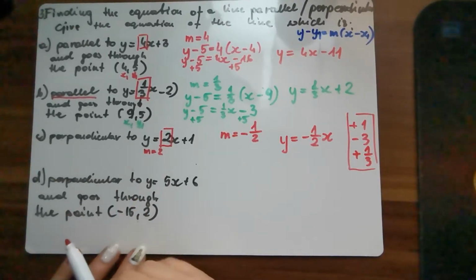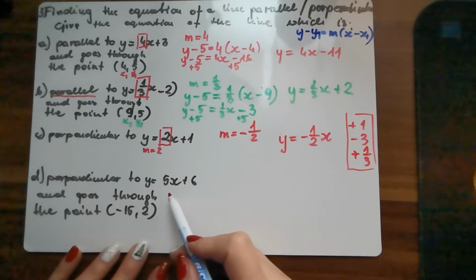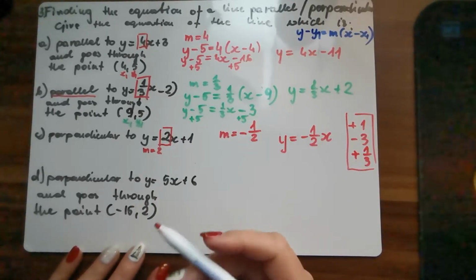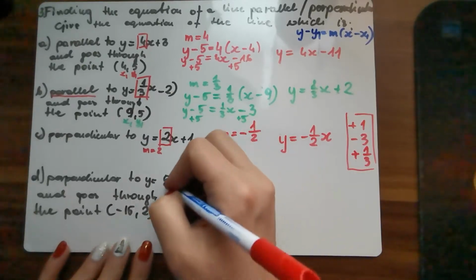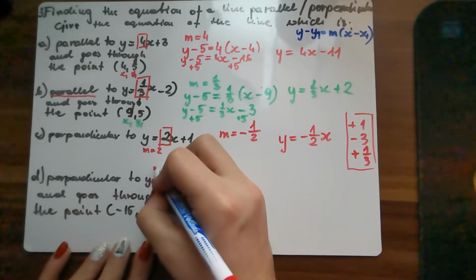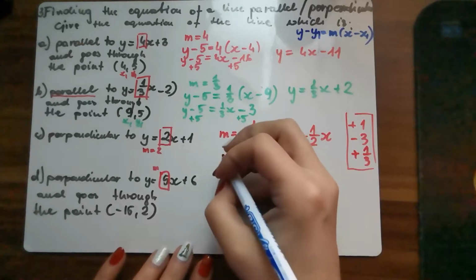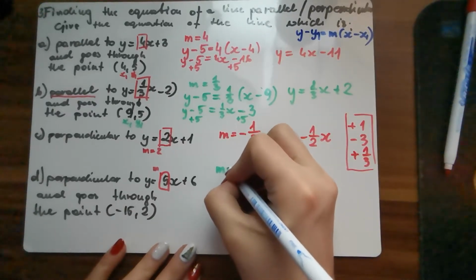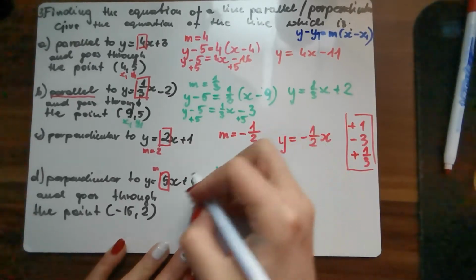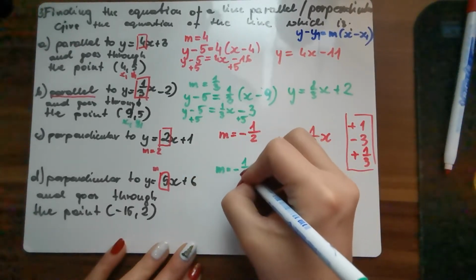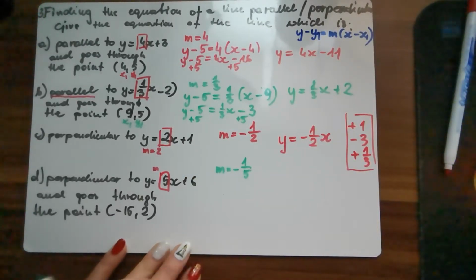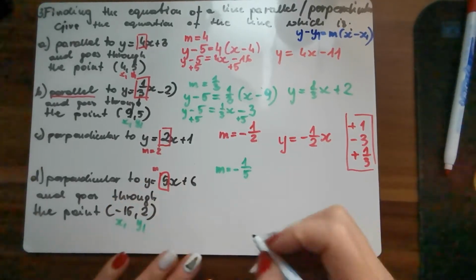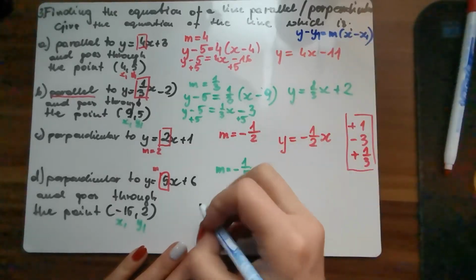The next one, we have a line perpendicular to y equal 5x plus 6 that goes through the point (-15, 2). So this is the gradient of our line. So the gradient of the new line will be equal to the negative reciprocal, -1/5. So this is my x1, this is my y1. I will substitute into the equation.